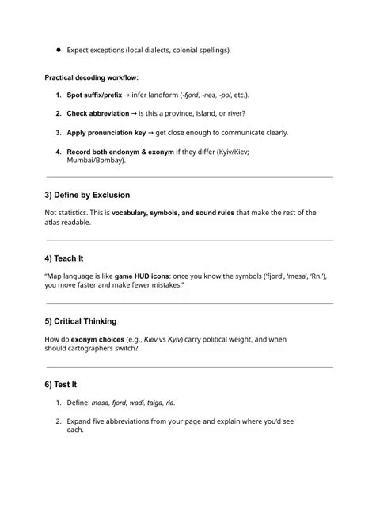Then, apply the pronunciation key to get as close as possible to the local pronunciation, which is crucial for clear communication, especially when discussing these features aloud or with others. It's also important to record both the endonym, the local name, and the exonym, which is the name used by outsiders. For example, Kyiv versus Kiev or Mumbai versus Bombay. These distinctions can carry significant cultural or political weight.